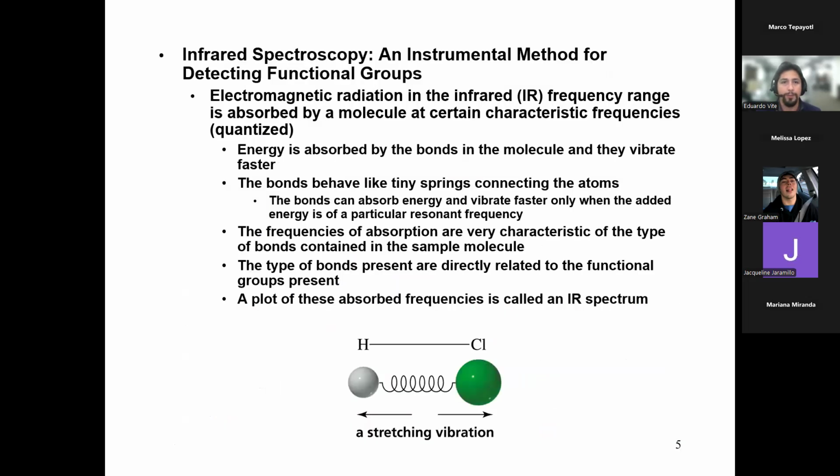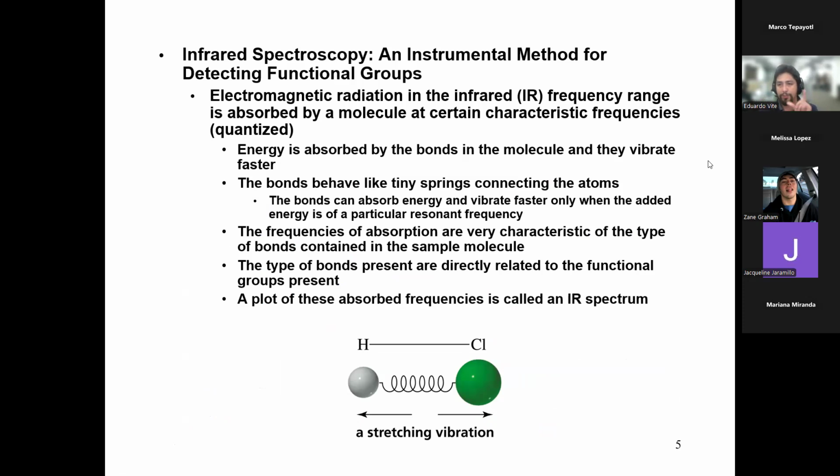Okay, so here we go. Infrared spectroscopy. This is how we find out about functional groups. The energy gets absorbed by the bonds. We can think of the bonds this way: if you have taken physics, either in high school or here at Long Beach, you have learned about something called the harmonic oscillator. And that's just a fancy way of saying a spring.